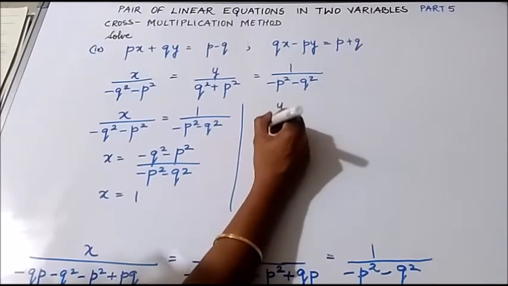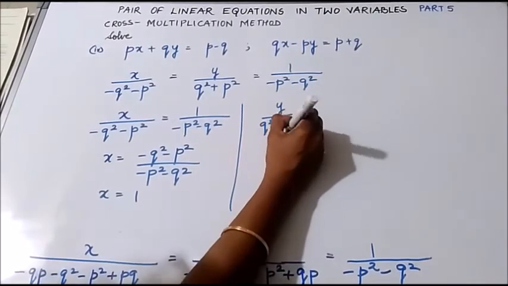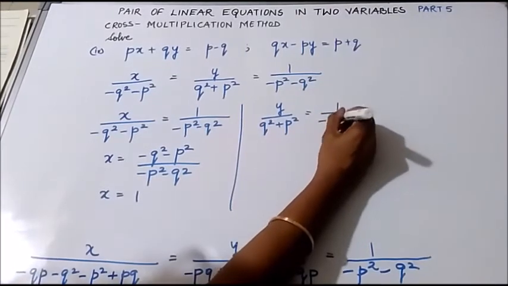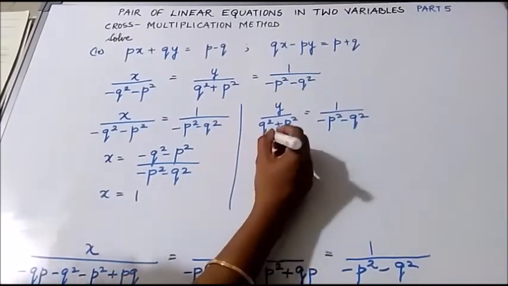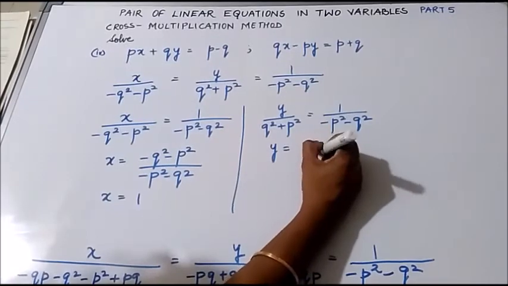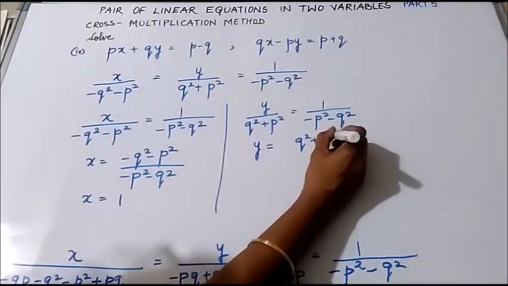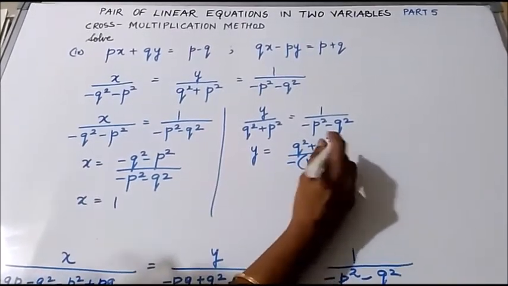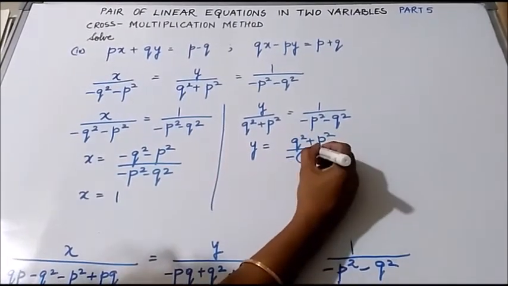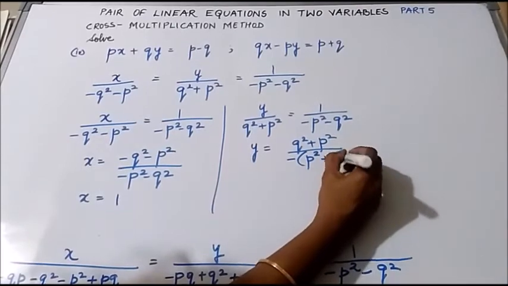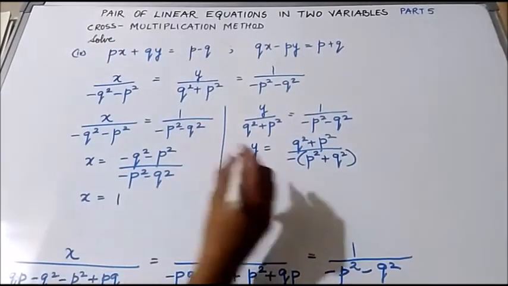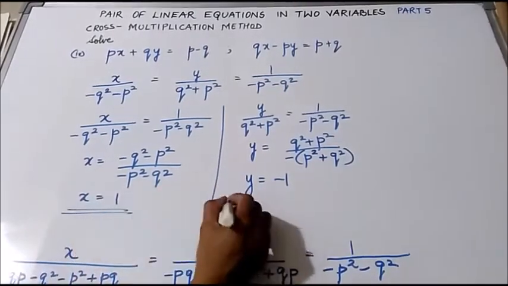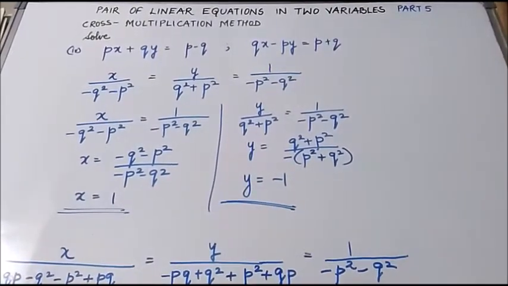Next it is y by q square plus p square is equal to 1 by minus p square minus q square. This we can write as y is equal to q square plus p square. Here we can take the minus sign common. You will get here in the bracket p square plus q square. This will get cancelled. You will get y is equal to minus 1. So what is the solution? x equal to 1 and y is equal to minus 1.